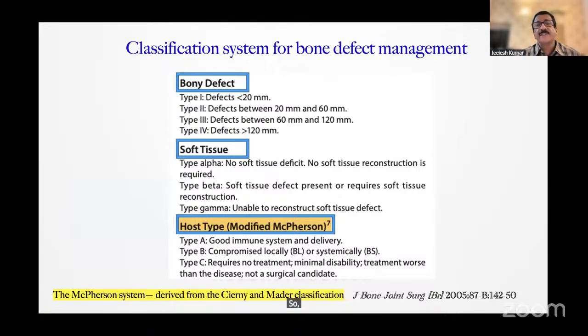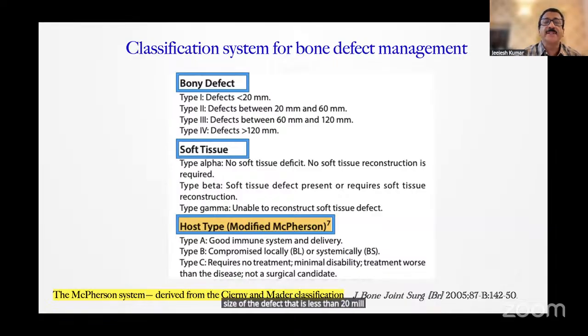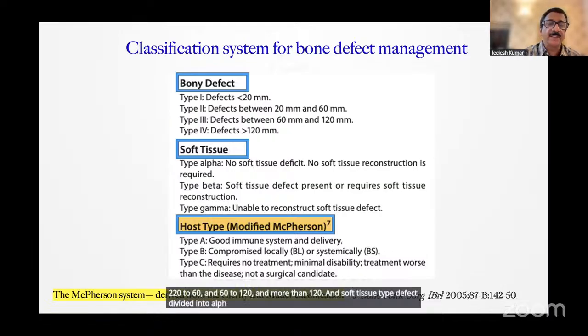Coming to the classification system of bone defect management, this was published in 2005, and they consider three factors: bone defect, soft tissue defect, and host type. Bone defect is again subdivided into type 1 to 4 depending on the size of the defect, that is less than 20 millimeters, 20 to 60, 60 to 120, and more than 120. And soft tissue defect is divided into alpha, beta, and gamma.